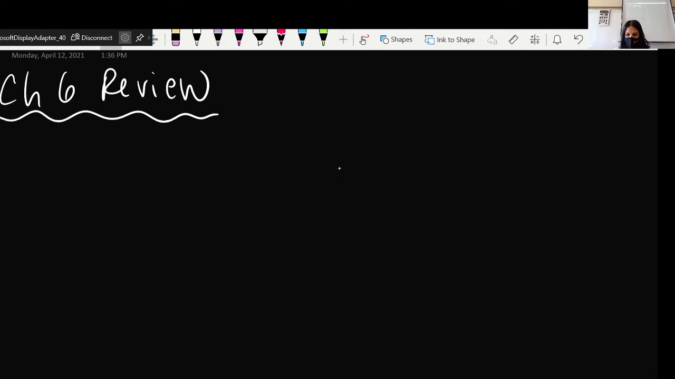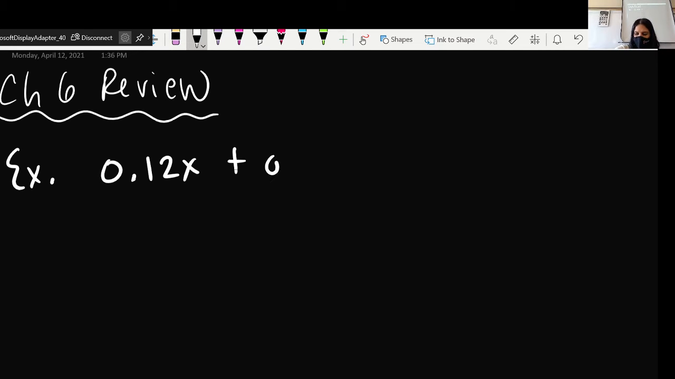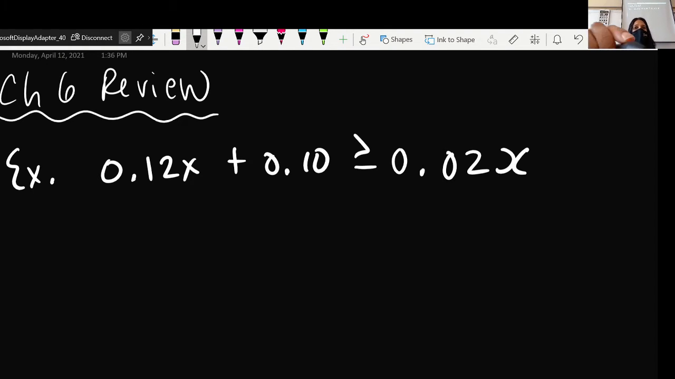Okay, I'm just going to go through a few quick review examples. So if we have something like 0.12x + 0.10 ≥ 0.02x. There's a lot going on, all within this one inequality.